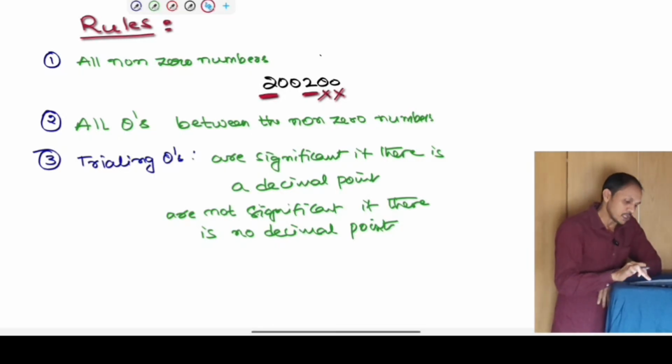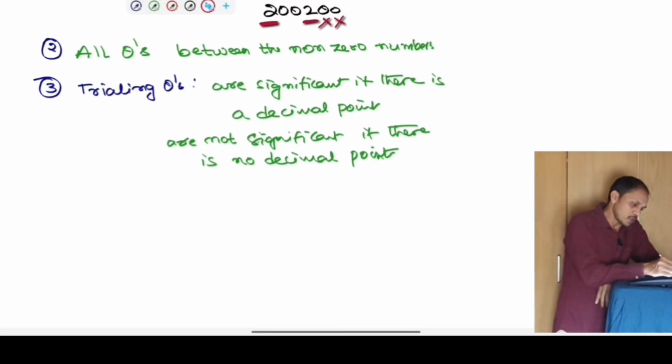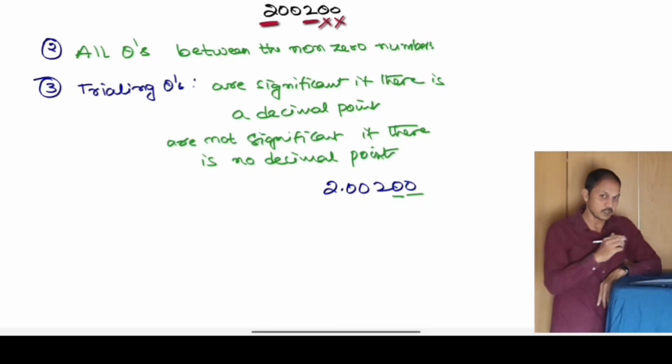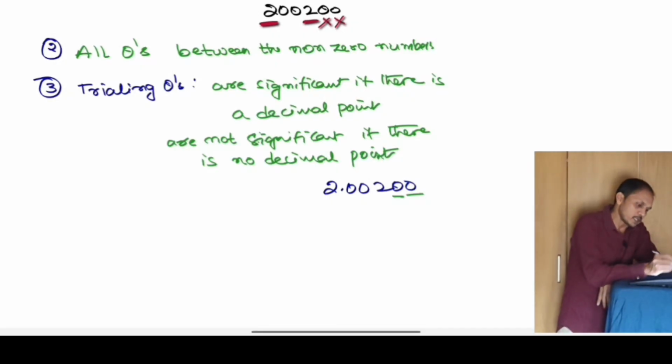Okay, now let us see some other rules. For example, there is a number like 2.000200. Now what happens? These two zeros, the last zeros, they are significant now because there is a decimal point. Now how many significant figures are there? There are 6 in our number, right? Okay, let's see the next rule.